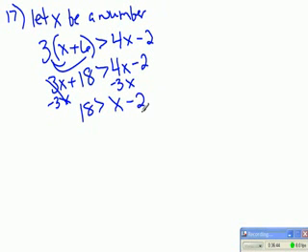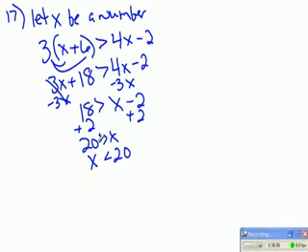18 is greater than x minus 2. I want my numbers together, so I'm going to add 2 to both sides. It gives me 20 greater than x. Rewrite it so my variable's on the left, so I want x less than 20 because it's got to eat the 20. Still eating the 20. Put the wall, the x, and the braces.